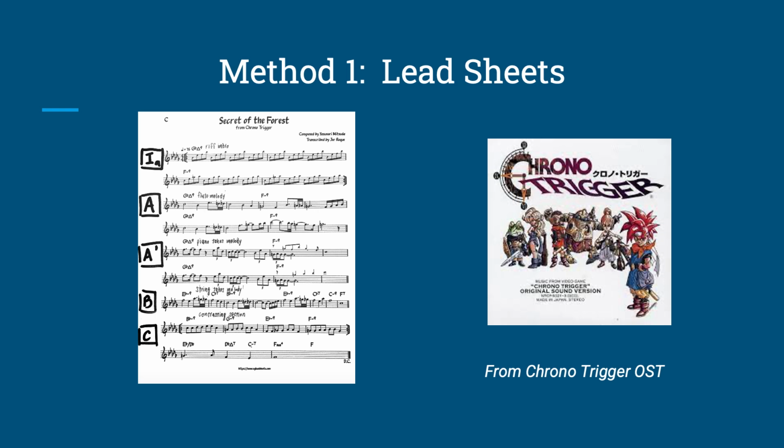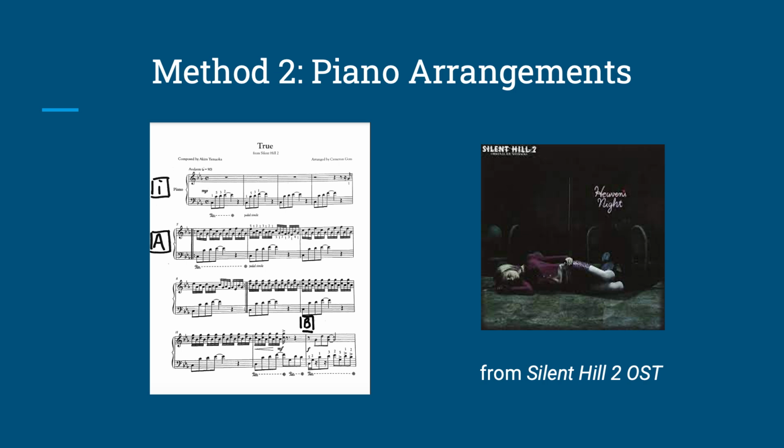There's a website called vgleadsheets.com, which some of you might have heard of, and that's probably the most extensive resource for fan-made transcriptions, and they're quite good, really accurate. And much in the same way we would analyze these tunes in jazz music, we do the same thing with VGM. The next source is piano arrangements, and these can come in the form of official piano books that you can buy off of Amazon, or even just fan-made transcriptions as well, like this one for Silent Hill.